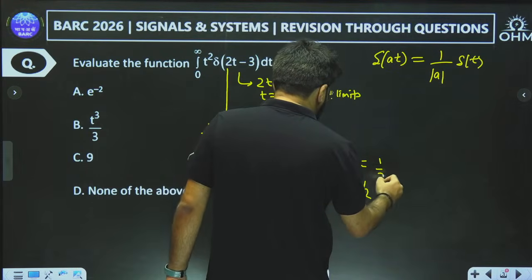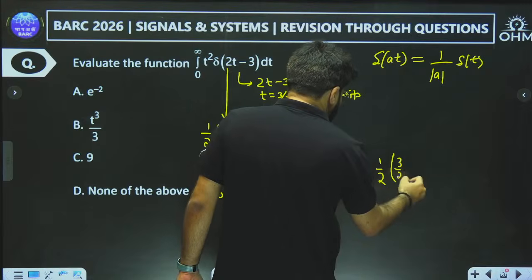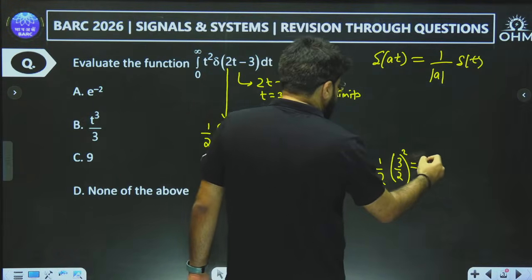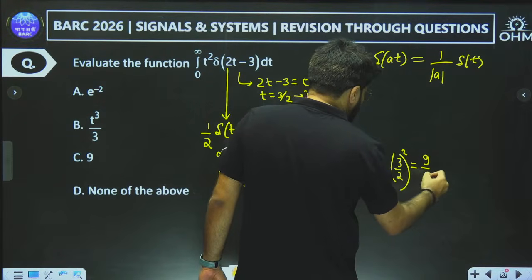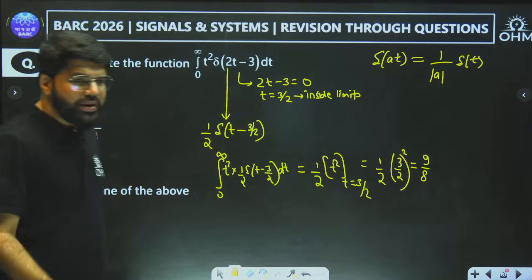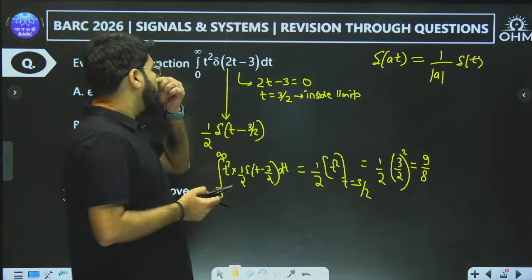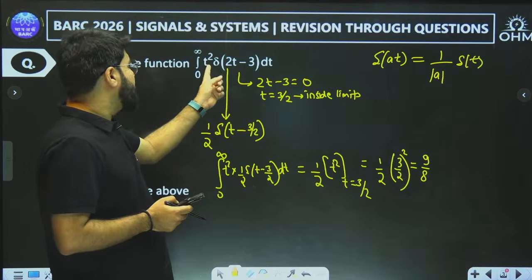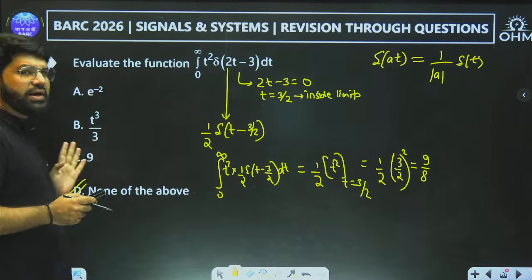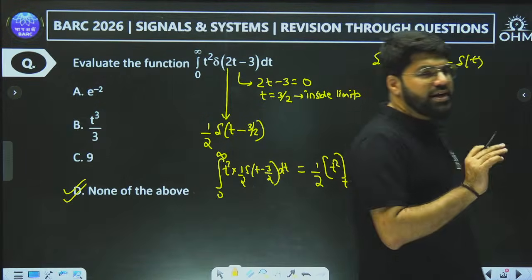So the answer is 1 by 2 and then 3 by 2 square, and that becomes how much? 9 by 4 into 2, 9 by 8 is the correct answer. That is why D is correct, none of the above. So you should not put down t equal to 3, the impulse is not at 3 and 3 square equal to 9. That should not be the correct answer. The correct answer is 9 by 8 here.